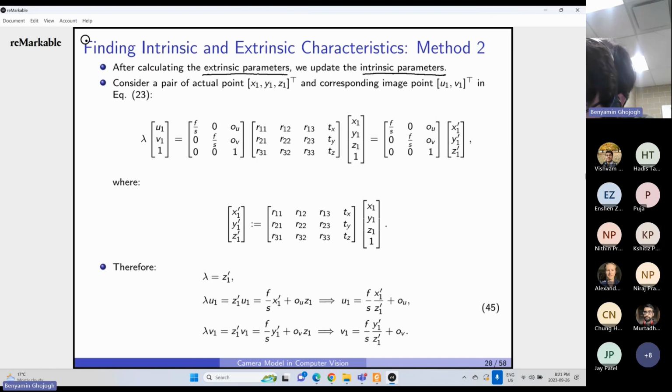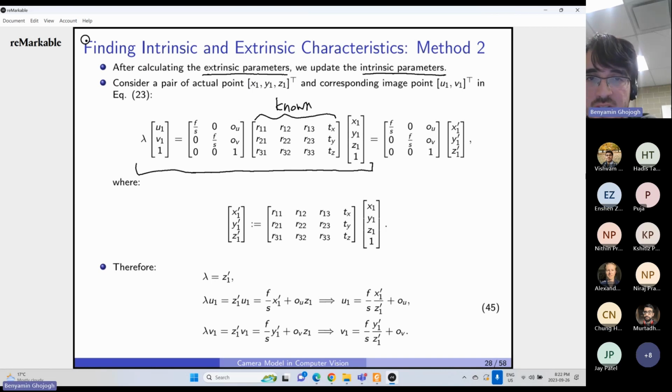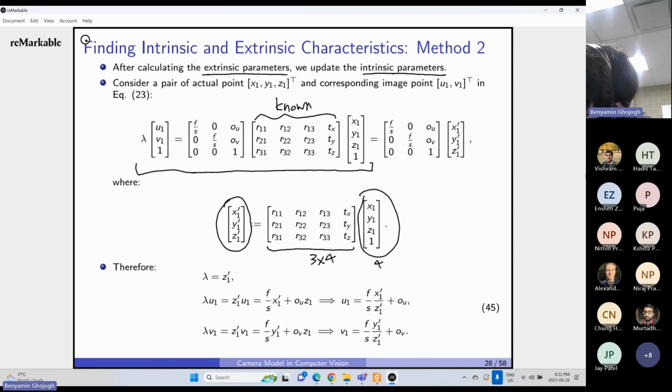So let's do that. This is the famous mapping formula that we had, right? Do you agree that this is known now? We just found it in the previous iteration. Therefore, I can define this times this by x1 prime, y1 prime, z1 prime. This is 3 by 4, this is 4 by 1, so this must be 3 by 1. So I replace this part with this. Agreed? Okay.